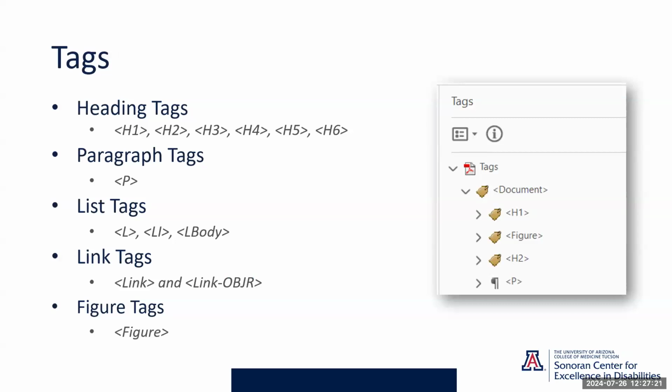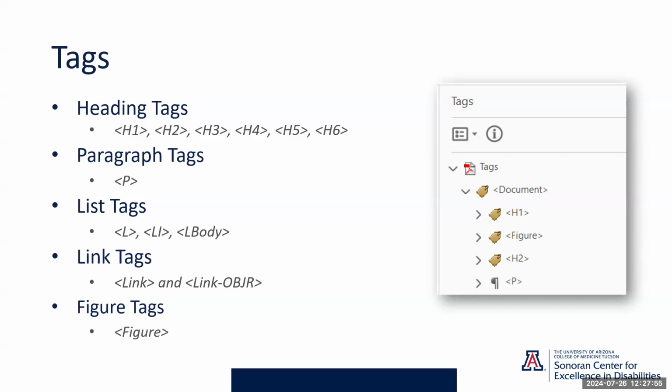Let's talk a little bit more about the different types of tags you will see in an Adobe tags list. Don't be intimidated by these. They don't have to be as complex as they seem here. You will have heading tags. Generally, there should only be one heading 1 tag or H1 tag for your document. And then headings should be used in ascending numerical order. H1, then H2, H3, H4, H5, H6. Don't skip heading levels.